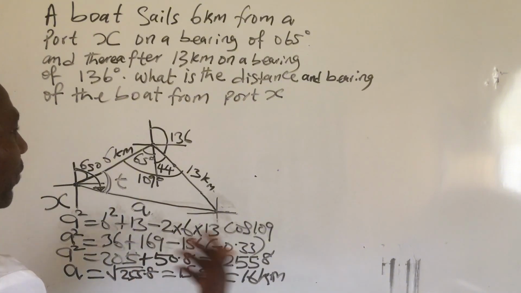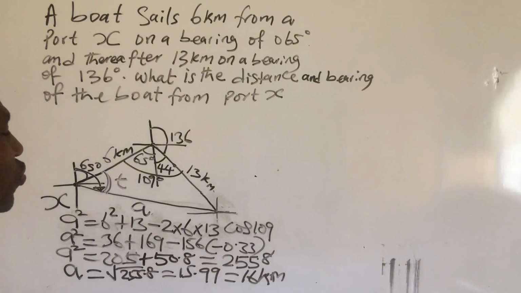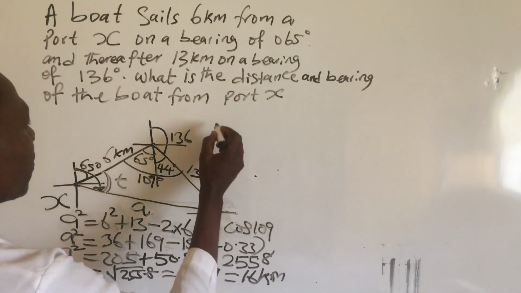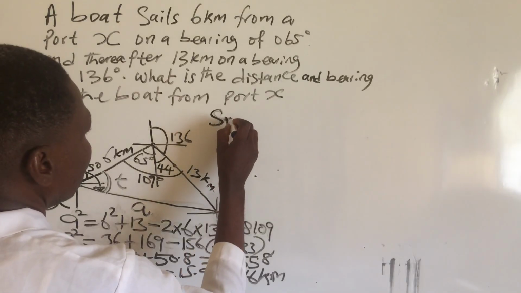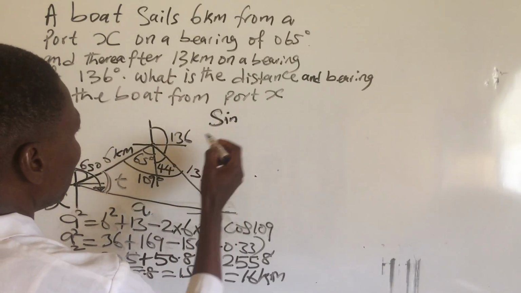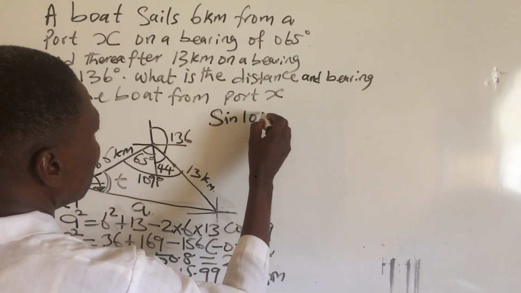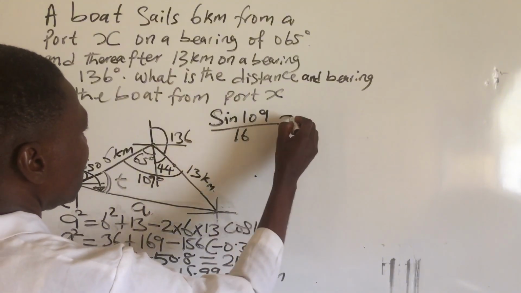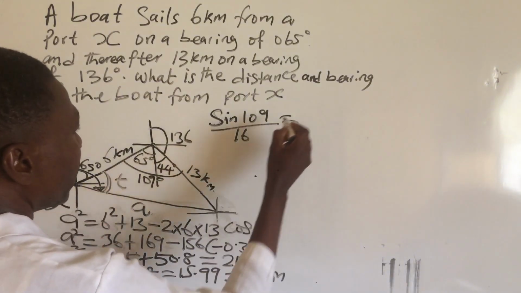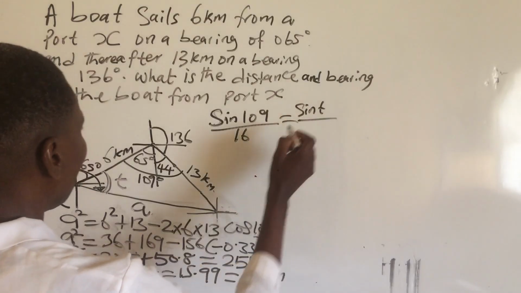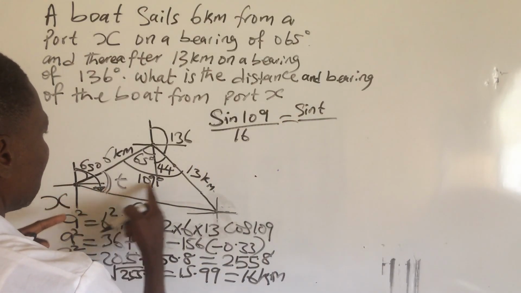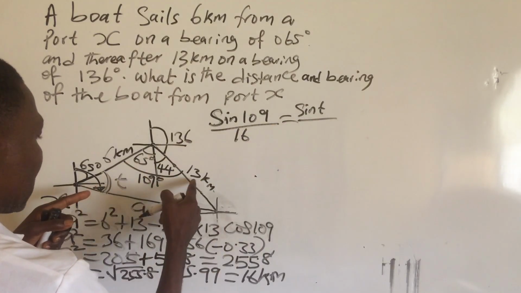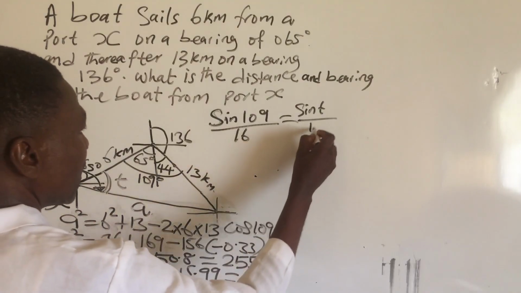Now let us solve it using the sine rule. I used the cosine rule in the other one, now I'll use the sine rule to remind you of those formulas. I've treated it on this page. The sine rule says that sine of this angle we have known, which is 109, all over the side we have calculated, which is 16, equals sine t, all over the side facing it, which is 13.